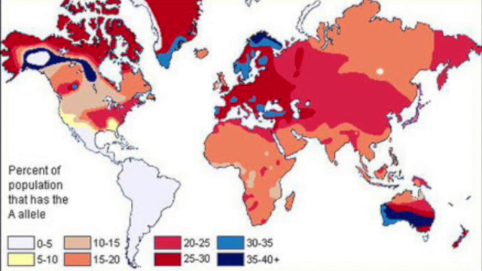This map is really interesting because it shows the percent of the population of the world that has the A allele or type A blood. As you can see, the dark blue and the dark red have the highest amount of A alleles. And the areas that don't have as many A alleles are actually areas that have higher amounts of malaria. People with type A blood are more likely to die from malaria, causing the other blood types to be more populated in regions with high cases of malaria.